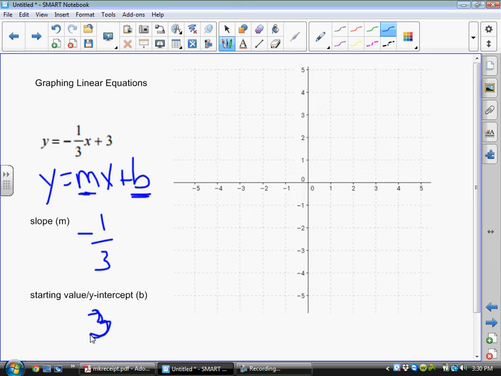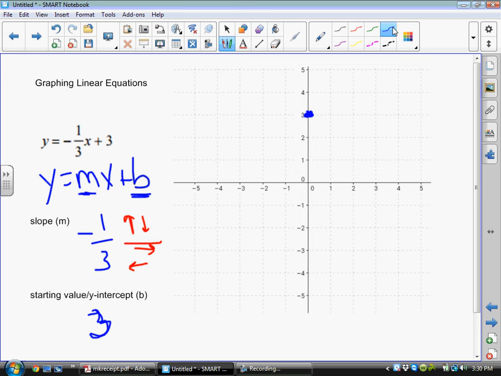So I'm going to start with my starting value, and I'm going to make a point at positive 3. That's our starting value, or our y-intercept. Now slope, you may have heard rise over run before. So slope is, I either go up and down first from my starting point, and then I go left and right.